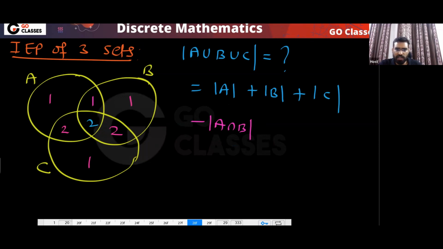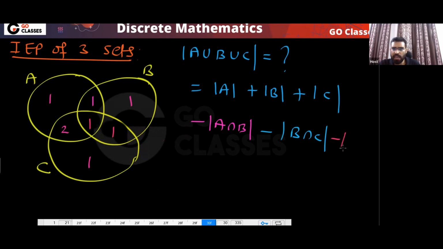Now what should I do? If I remove this B intersection C area, then what will I get? If I remove this B intersection C area, then these counts will decrease by 1 each. I am removing this area, so these two counts will decrease by 1 each. Now what else?